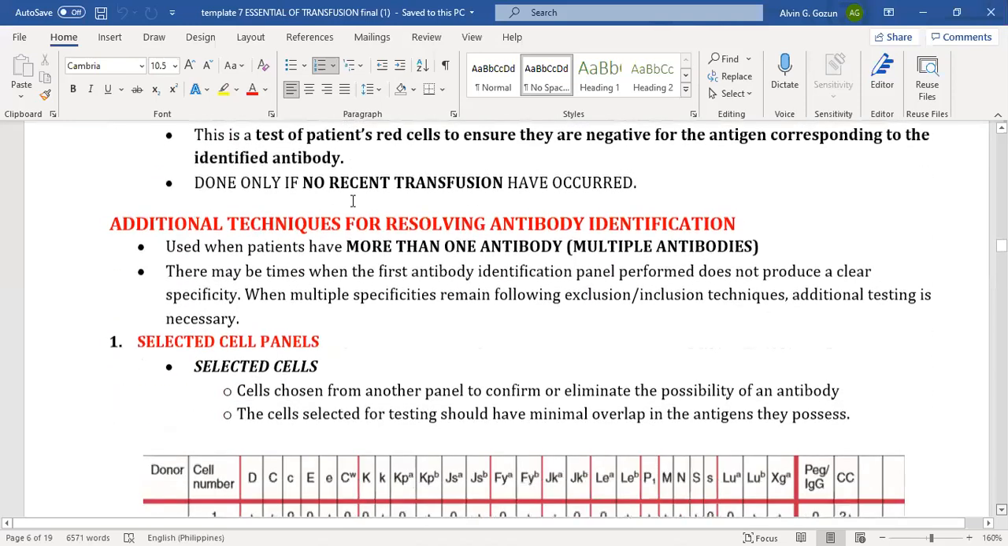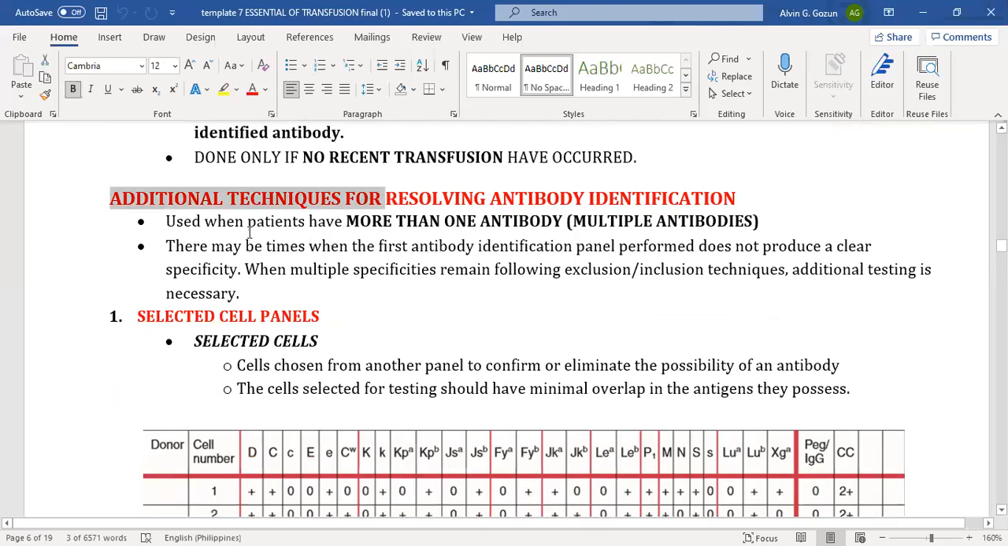So, additional techniques for resolving antibody identification used when, okay, nag-a-add lang daw tayo ng techniques. Additional techniques for resolving antibody identification. Ngayon, sobrang dami daw antibodies. Ngayon, dun sa multiple antibodies na yon, hindi pa natin sure kung yun na ba yung antibody. That's why we should add techniques, okay? Ginagamit daw to when patients have more than one antibody or what we call multiple antibodies.